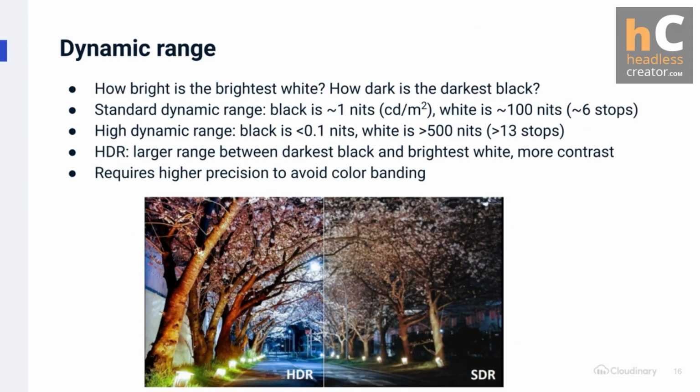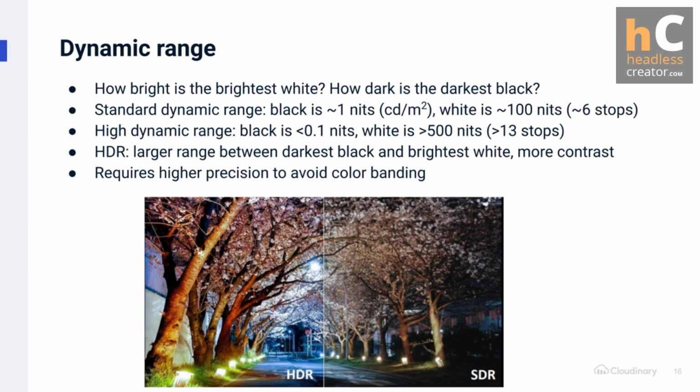The other aspect, besides where the primaries are, is what is the dynamic range. So how bright is the brightest white? How dark is the darkest black? And here we distinguish between the standard dynamic range, where basically the difference between the darkest black and the brightest white is about 6 stops. 1 stop is a doubling of intensity. Whereas in high dynamic range, the difference can be maybe even more than 13 stops.